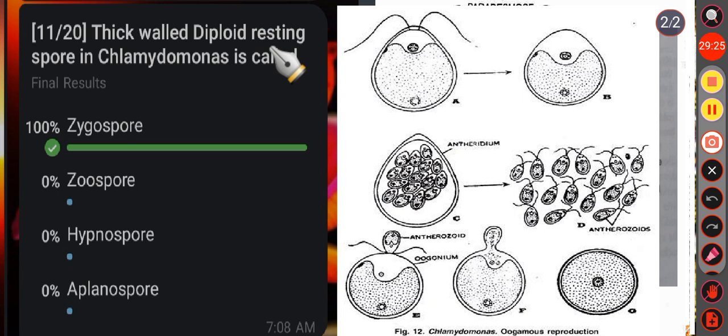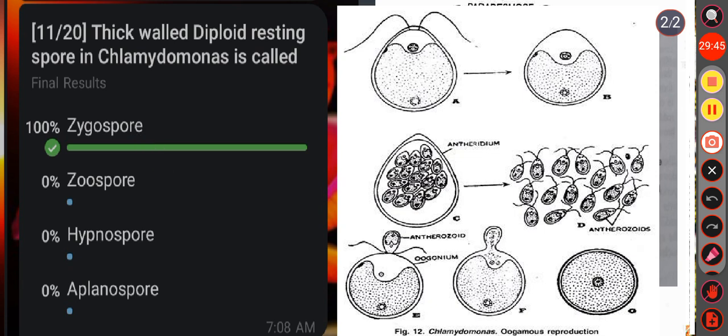Thick-walled diploid resting spore in Chlamydomonas is called option A, zygospore, option B, zoospore, option C, hypnospore, option D, aplanospore. Here the correct answer is option A, that is zygospore.